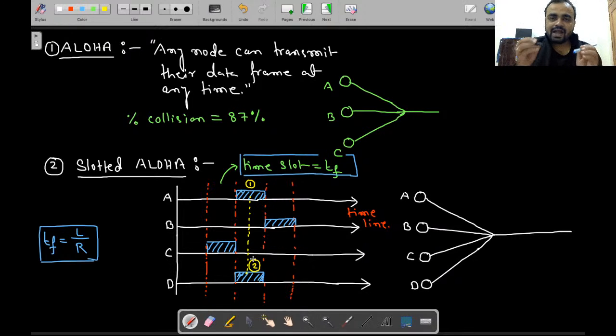If any node wants to transmit a data packet, it cannot transmit at any time. If it has to transmit, it will transmit at the beginning of the time slot. Okay, let me tell you the situation of Aloha, then you will be able to realize.